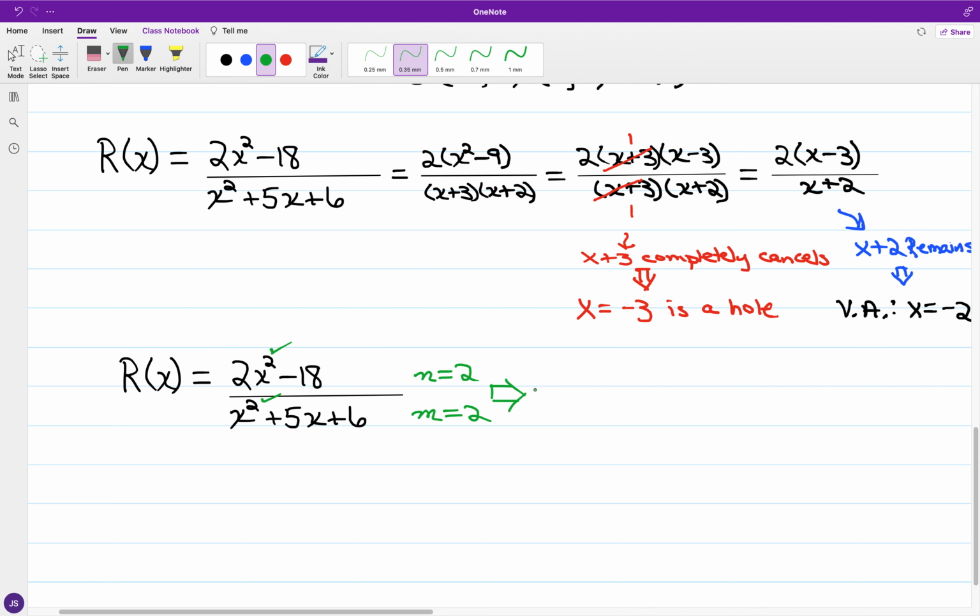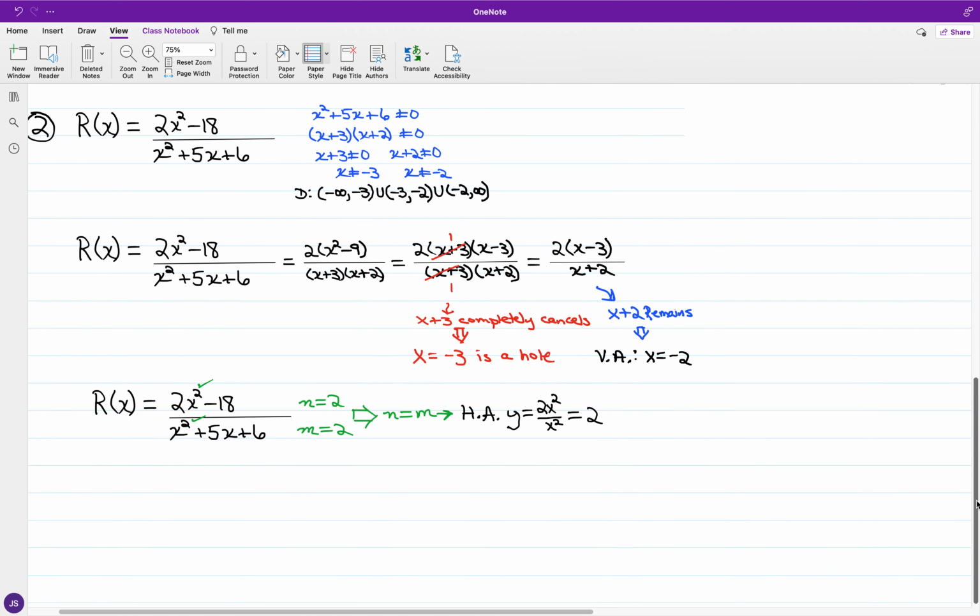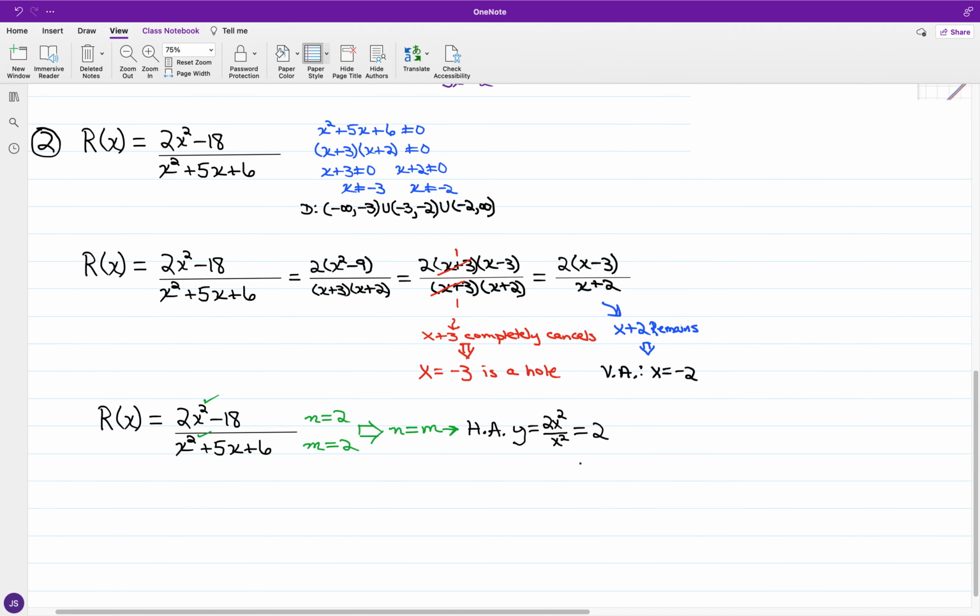So n is equal to m, and you have a horizontal asymptote. We're going to have y equal to 2x squared over x squared, so y is equal to 2. Right, so we've got one vertical asymptote and one horizontal asymptote.